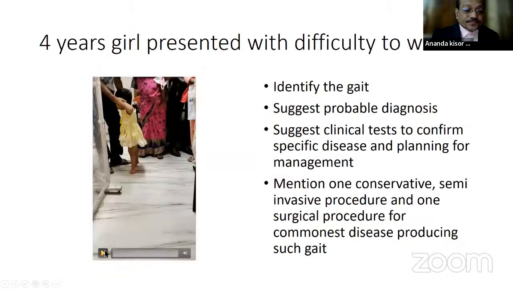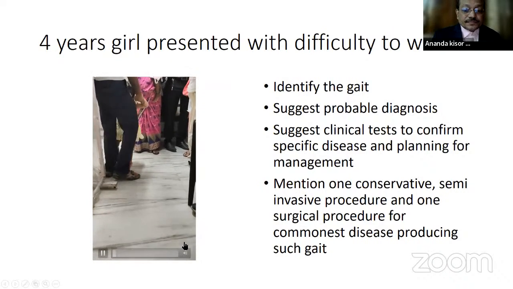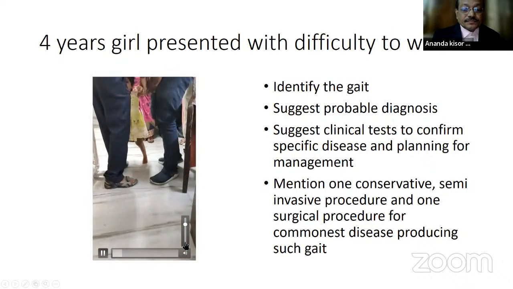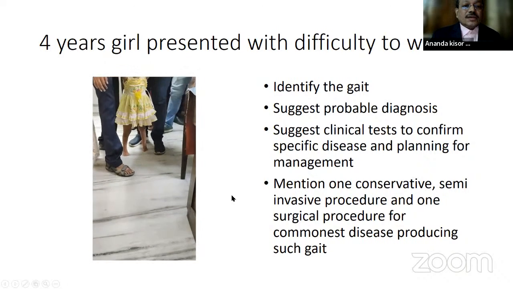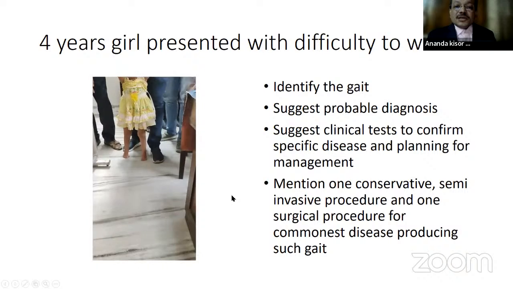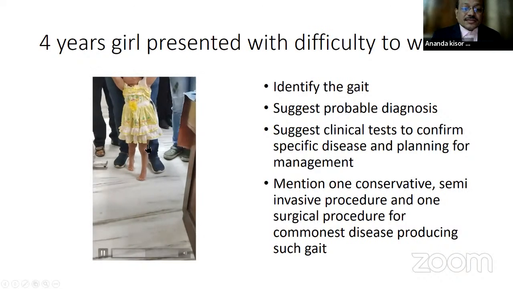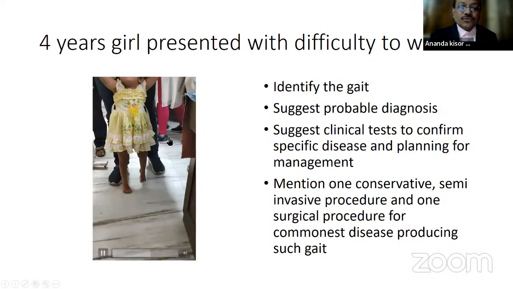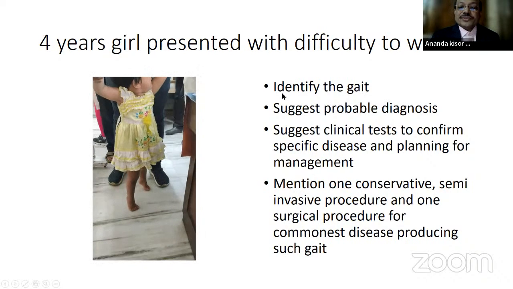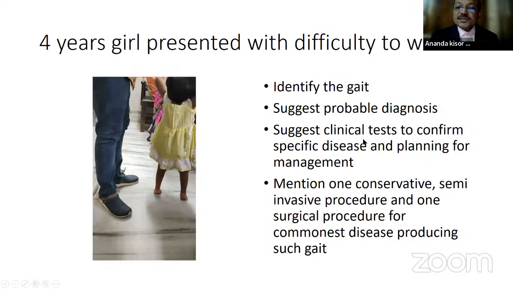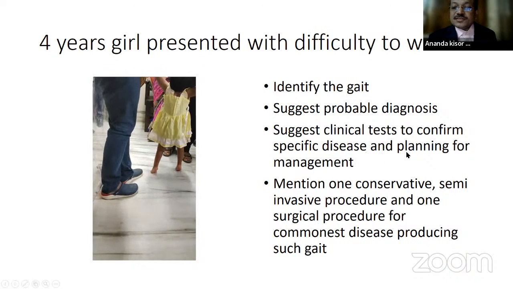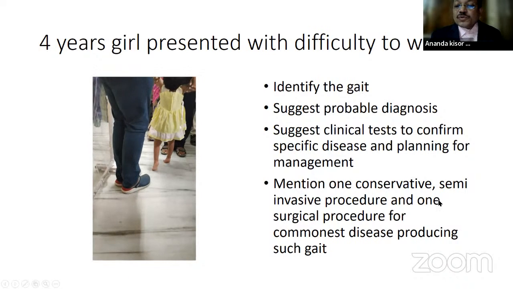Now see this gait. See this. This is a 4-year-old girl presenting with difficulty in walking. Check her foot. The questions are: identify the gait, suggest the probable diagnosis, suggest the clinical test to confirm the specific disease, and plan the management, mentioning one conservative or semi-conservative procedure and one surgical procedure for the commonest disease producing such a gait.